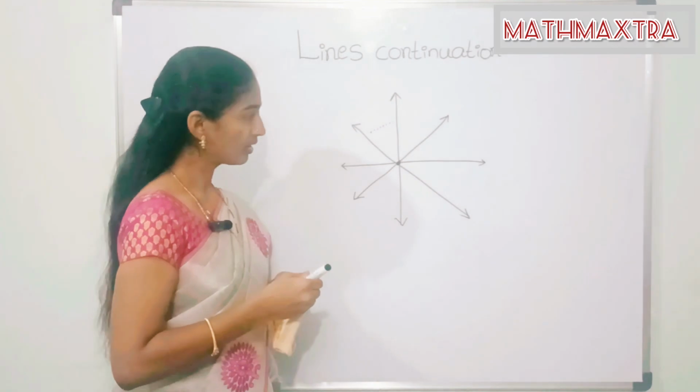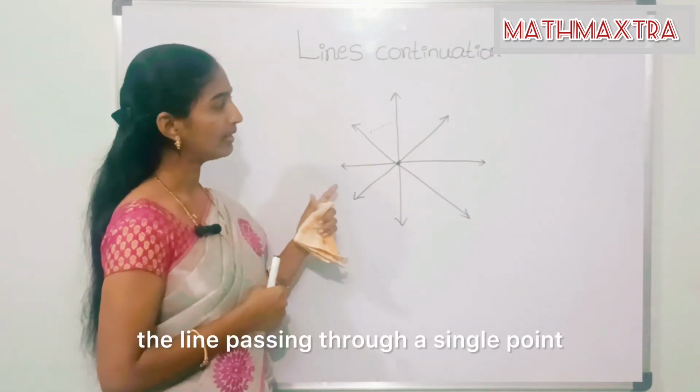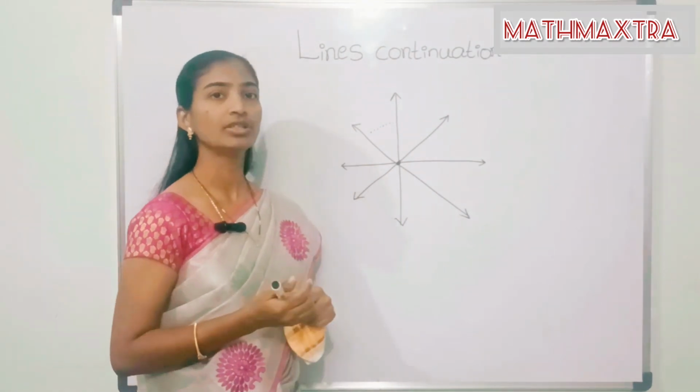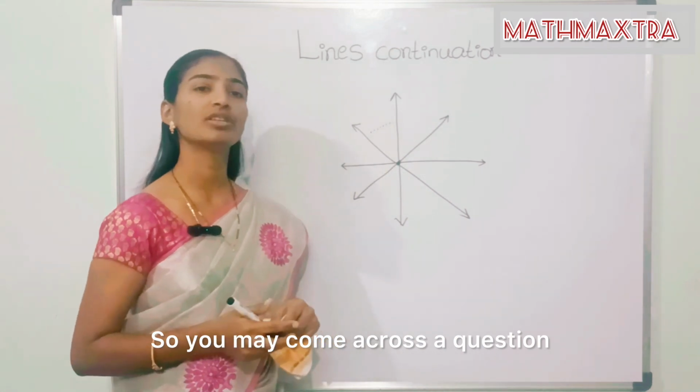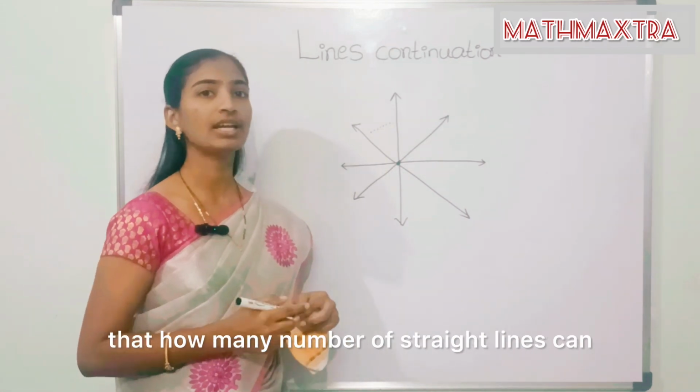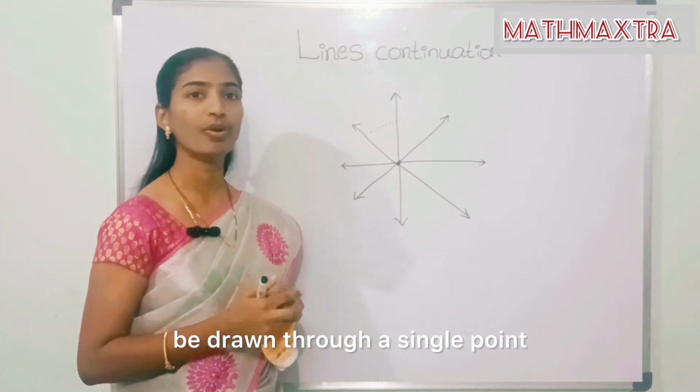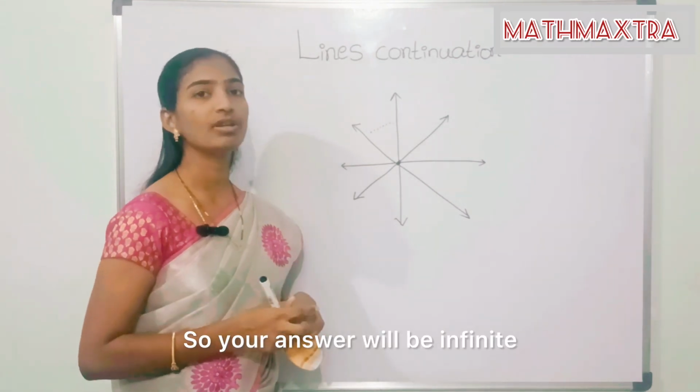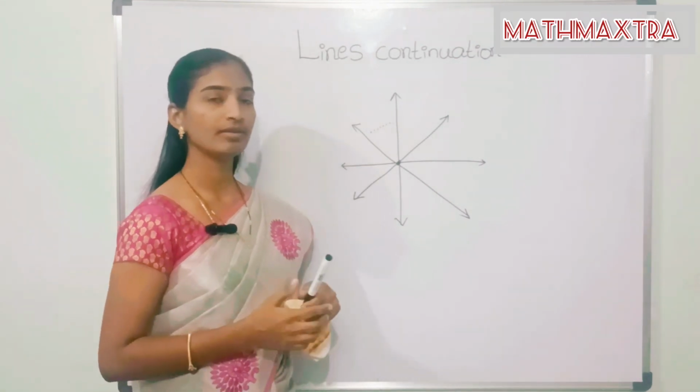That is the line passing through a single point. So you may come across a question: how many straight lines can be drawn through a single point? Your answer will be infinite.